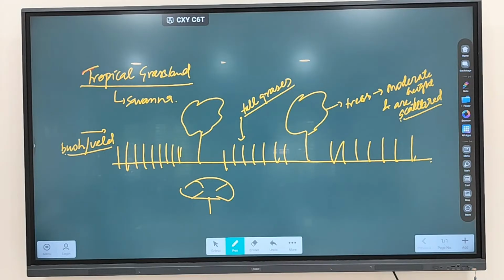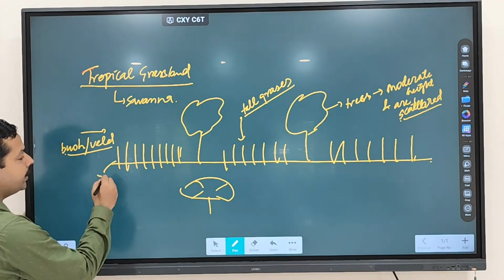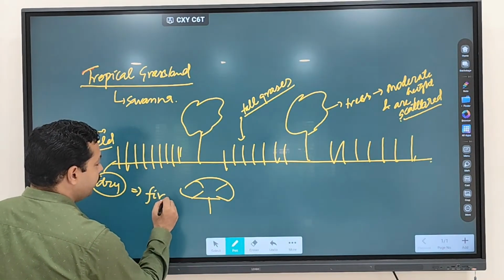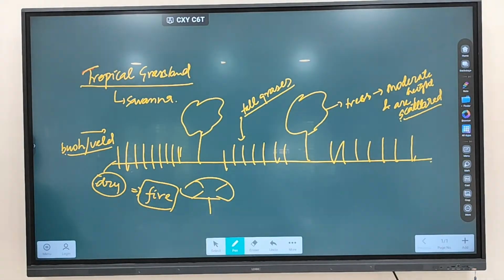Now, the grasses that are being found over here are dry in nature. Why dry in nature? Because rainfall is less. When rainfall is more, it is going to be wet. If rainfall is less, it is going to be dry in nature. Clear? So as a result, because of dryness, there's an increased chance of fire.